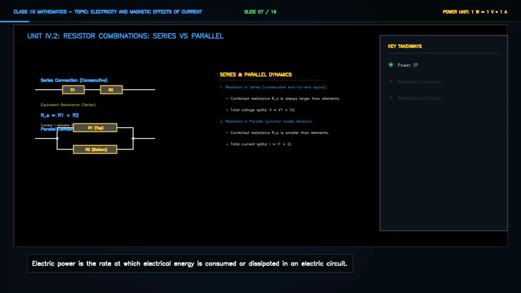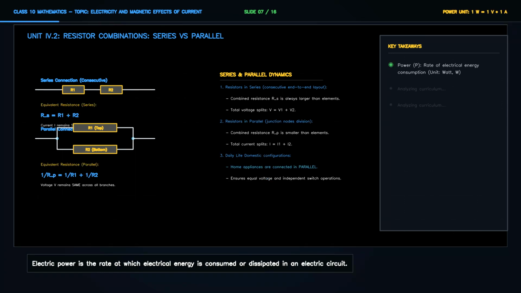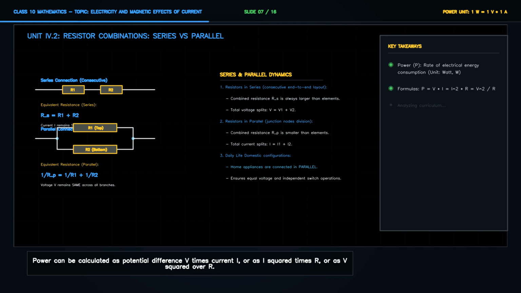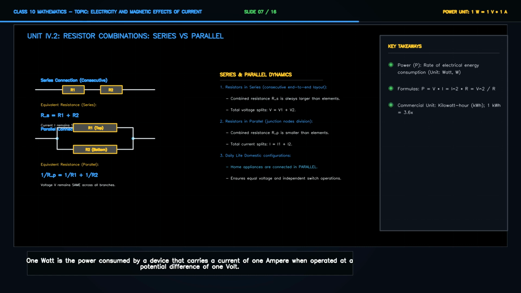Electric power is the rate at which electrical energy is consumed or dissipated in an electric circuit. It is represented by the symbol P and is measured in watts. Power can be calculated as potential difference V times current I, or as I squared times R, or as V squared over R. What is the power consumed by a device that carries a current of 1 ampere when operated at a potential difference of 1 volt?